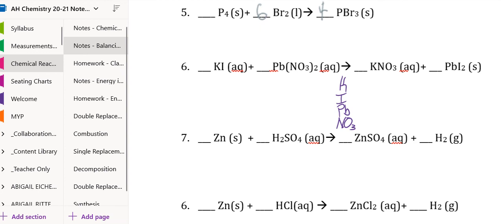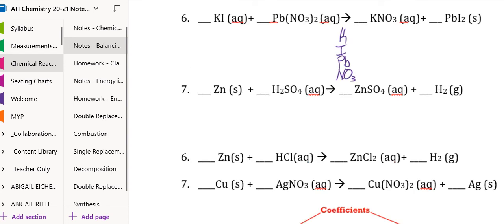And then are the phosphoruses balanced? What goes in front of the phosphorus? 1. Good.